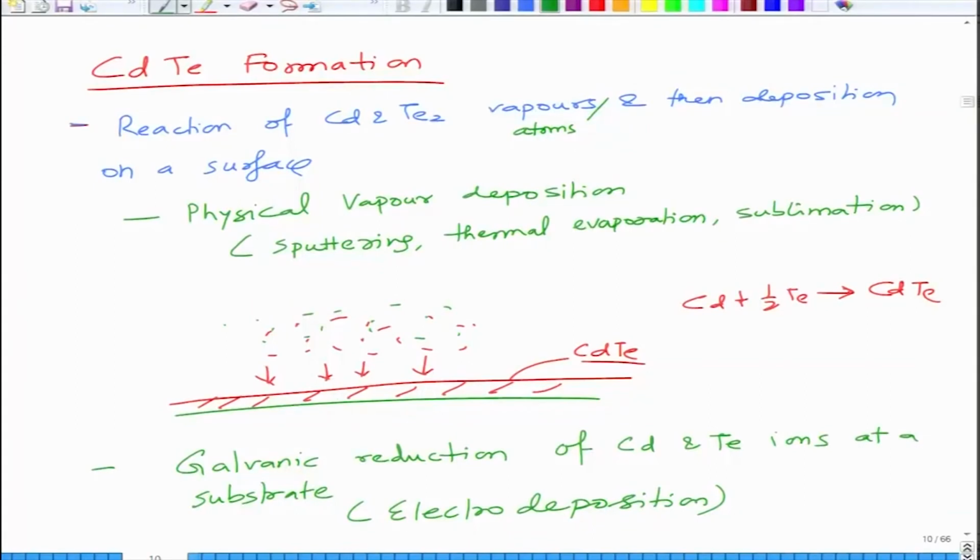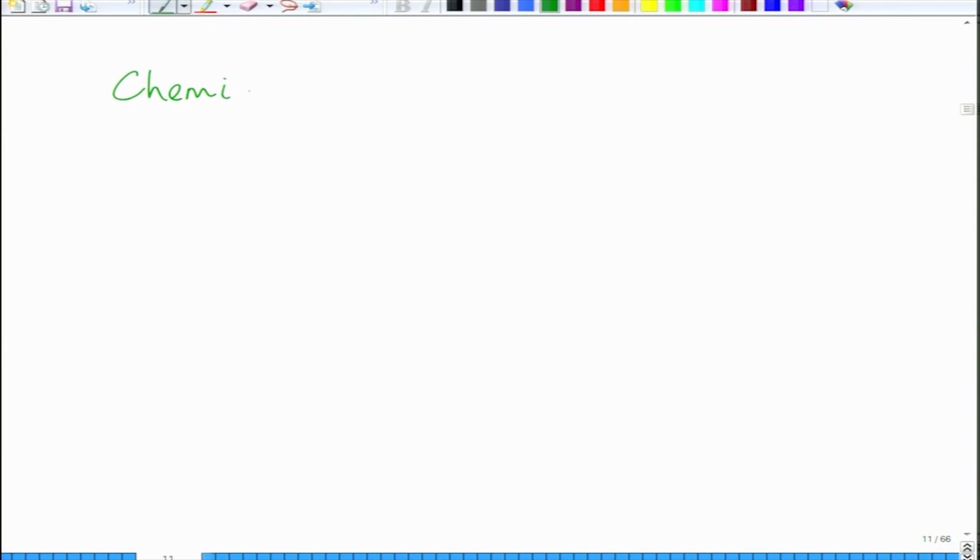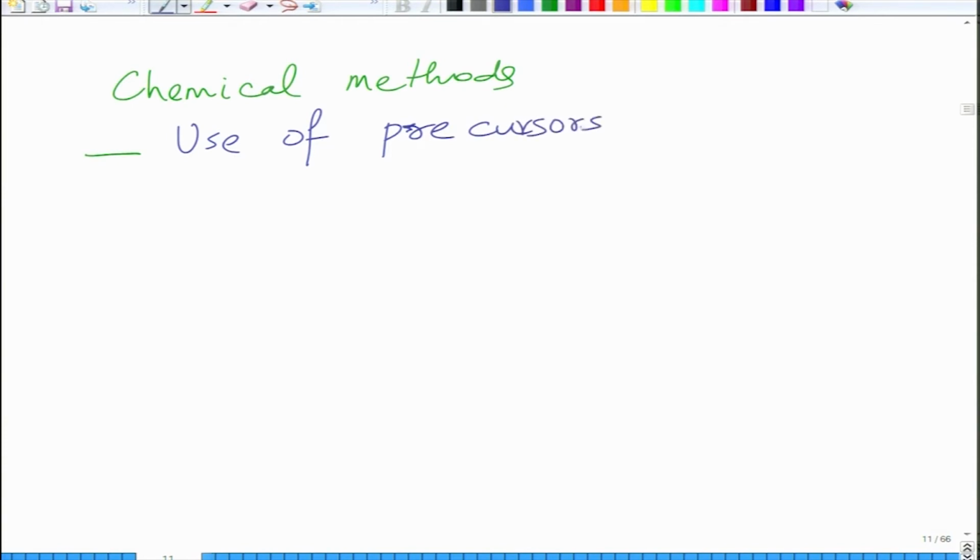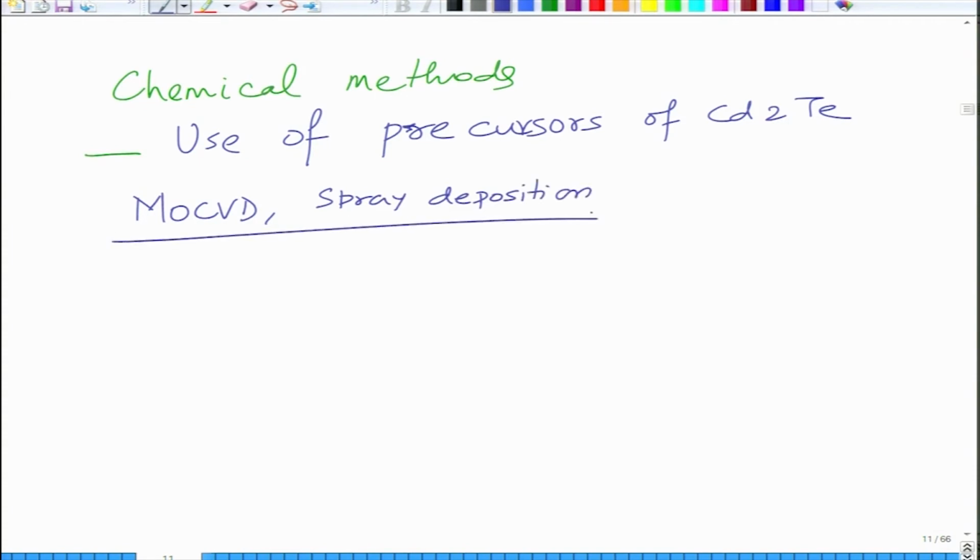And then there are other chemical methods one can use, where one uses precursors, or you can say salts of cadmium and tellurium. These processes are such as MOCVD, or you can have spray deposition, and so on and so forth. Here, as I said, the precursors come together, they react with each other, they form CdTe which deposits on a substrate, and then excess of everything goes out of the system. Okay.